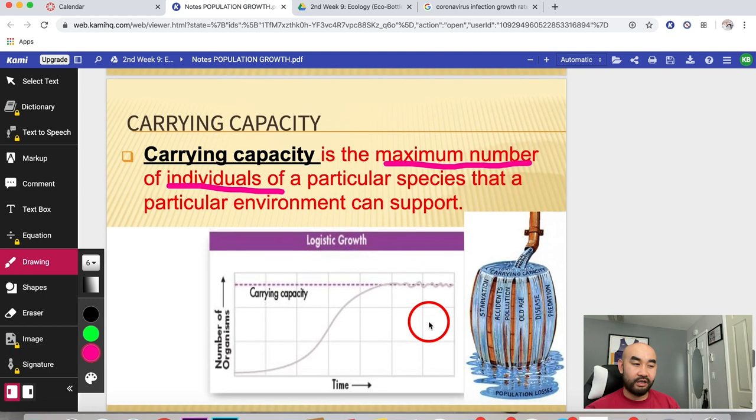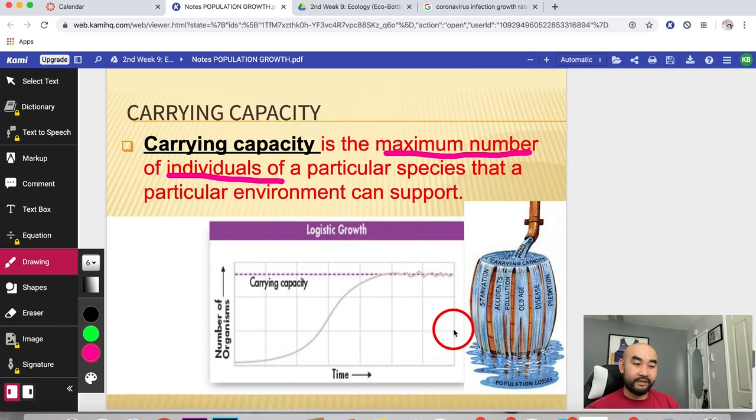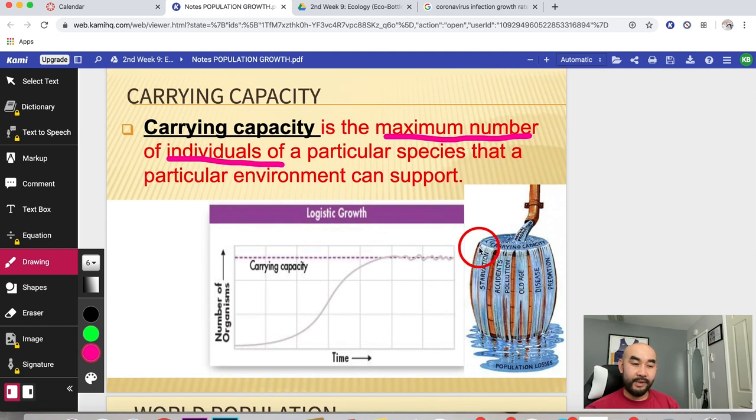That's when we call carrying capacity. Think of this: carrying capacity is like a barrel of water. You have all the water coming in. At first, it will grow and grow and grow. To a point, it starts to slow down. It can't hold the water anymore. Think of humans as water, because of starvation, accident, pollution, disease, and predation.